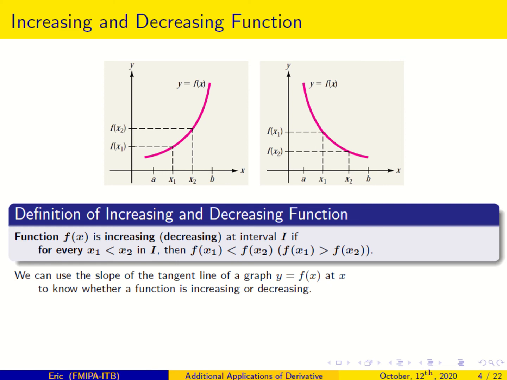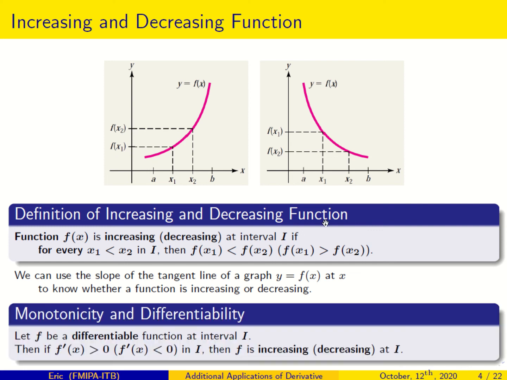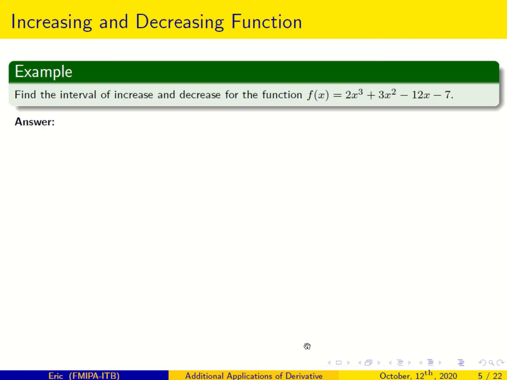The same holds for the decreasing function. We can use the slope of the tangent line of the graph y equals f(x) to know whether a function is decreasing or increasing, if we know the derivative. And this is the relation between monotonicity and differentiability. Let f be a differentiable function on interval I. Then if f prime of x, the derivative of f at x, is greater than 0 in I, then f is increasing. The same holds for the decreasing case. Okay, here is the example.